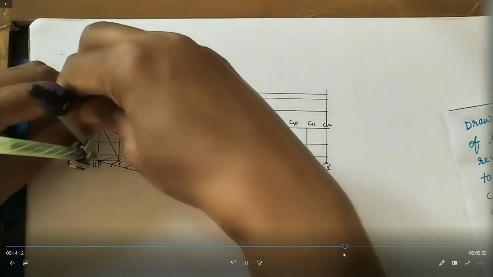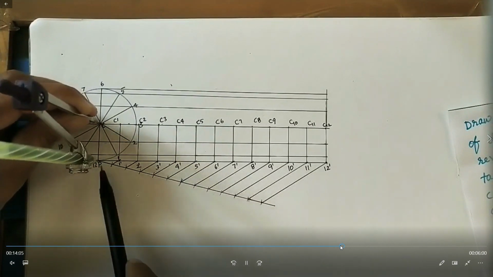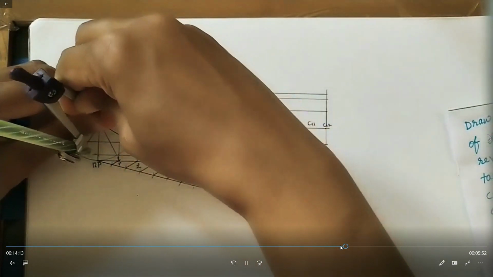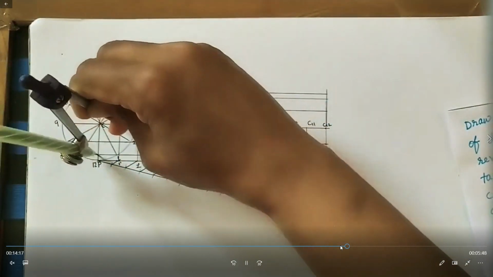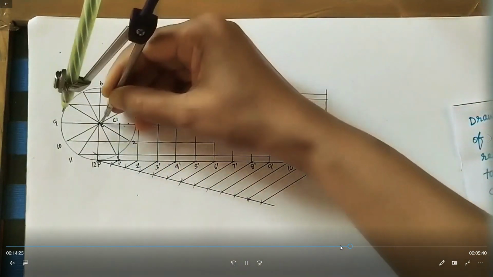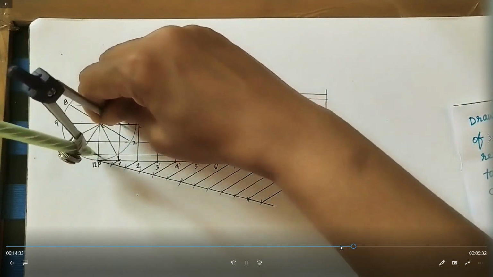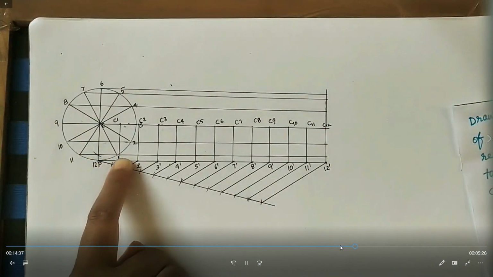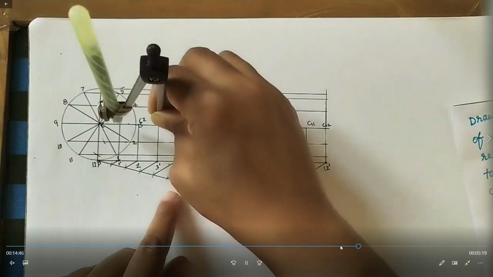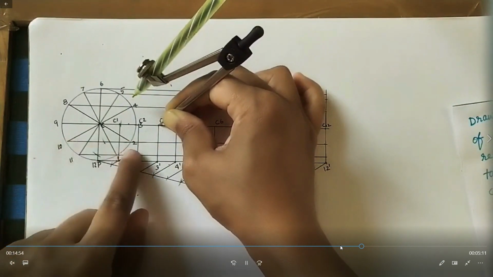With the help of the compass, we take the radius 25 mm, because the problem gives a 50 mm diameter. That's why here we take the 25 mm radius with the help of the compass. C1 is the center. We cut the 11 to 1 line. C2 is the center. We cut the 2, 10, 2 division. C3 is the center. We cut the 9 and 3 center line. And in this way, we go one by one.